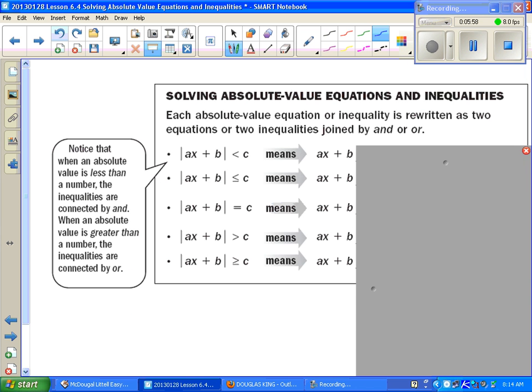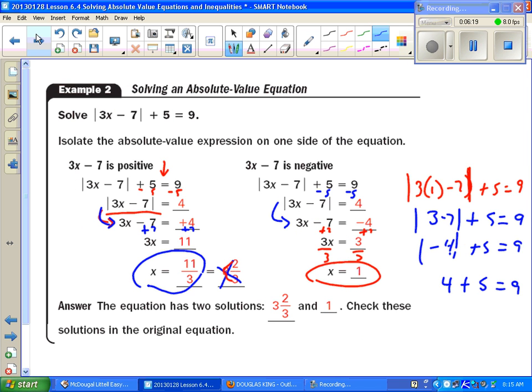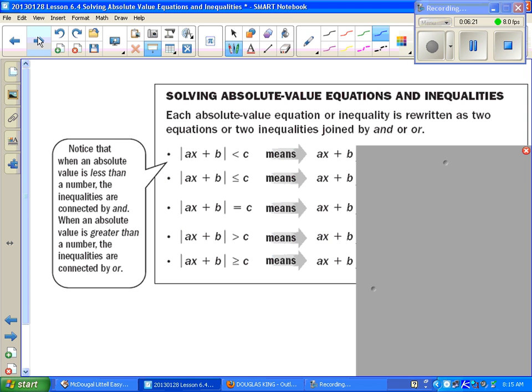When you solve absolute value equations and inequalities, it says each absolute value equation or inequality is rewritten as two equations or two inequalities joined by "and" or "or." Again, "and" is what you're primarily going to be dealing with, or, like I said, when we look back at the equations for example 1 and 2, "and" and "or" kind of work synonymously. You can use both of them, but when you're talking about inequalities, it's going to act a little bit different.